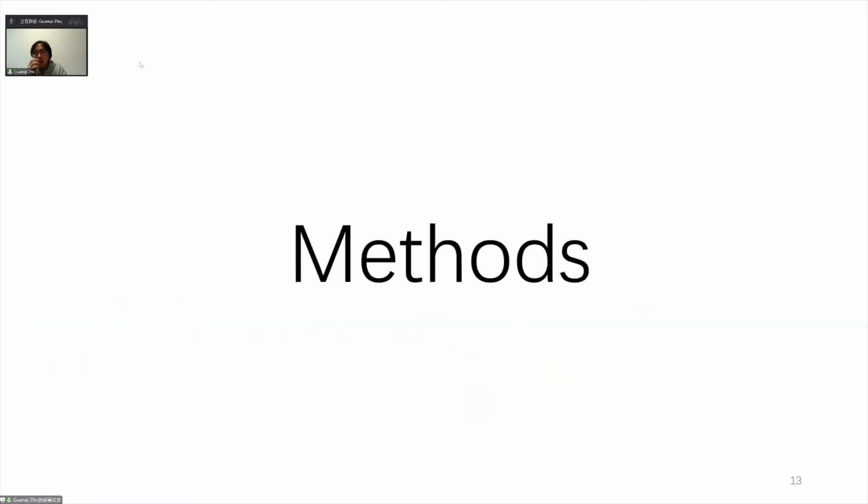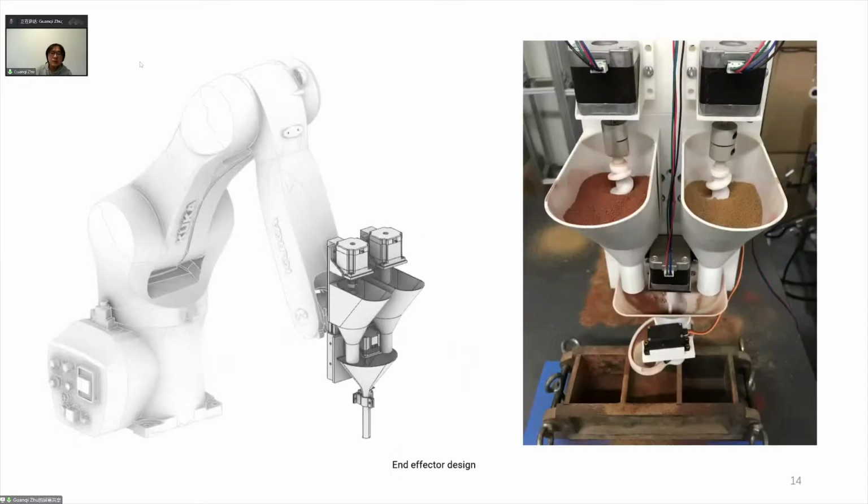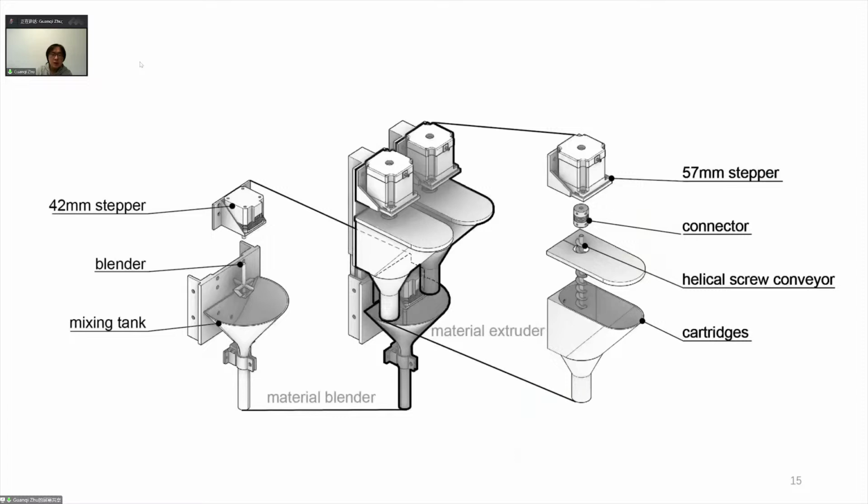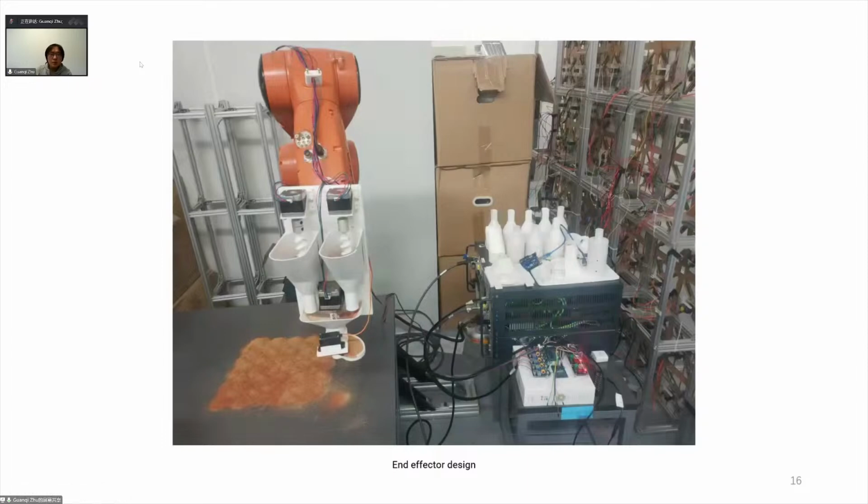So here are all my research methodologies. For the first part, I designed end-effectors, which are tools for the robotic arms. These end-effectors consist of two main parts. The first one is the material extrusion and the second is the material blender. After we finished these hardware designs and fabrications, we needed to establish signal cables between our end-effectors and our control box. Forgive that part, as it belongs to another project.